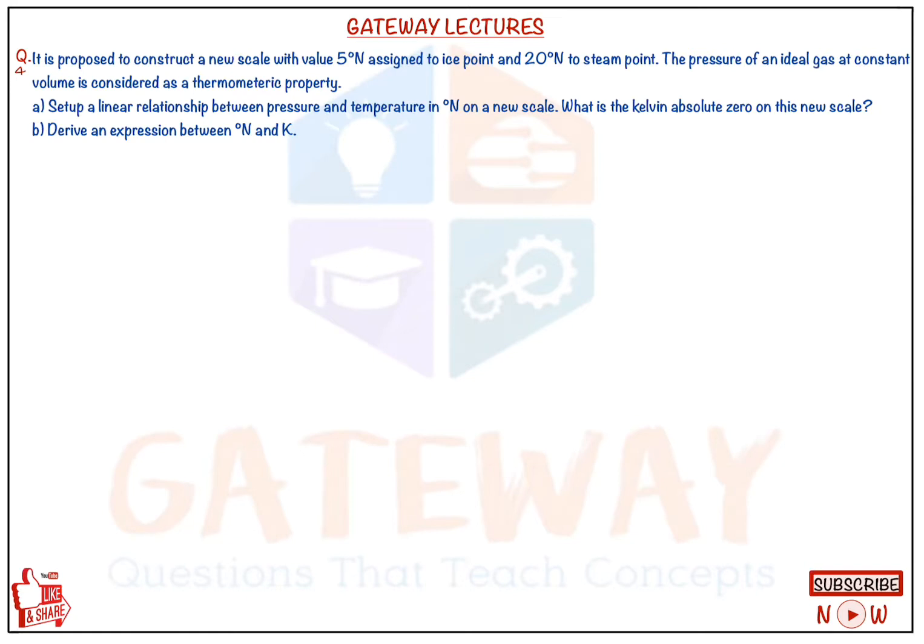The pressure of an ideal gas at constant volume. So this is a constant volume gas thermometer used, and the pressure is a thermometric property. We all know that. So first thing to do here is set up a linear relation between the pressure and temperature in degree n scale on a new scale. And also, what is the Kelvin absolute zero on this new scale? So when we construct the scale, what will be the Kelvin absolute zero? And also derive an expression between degree n and Kelvin. So we need to derive an expression between the degree n scale and Kelvin scale.